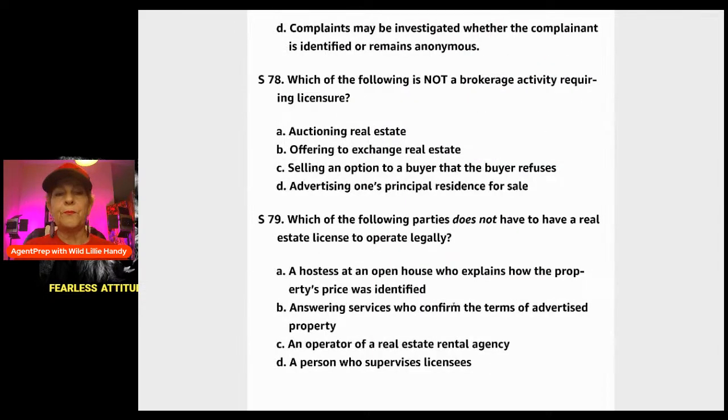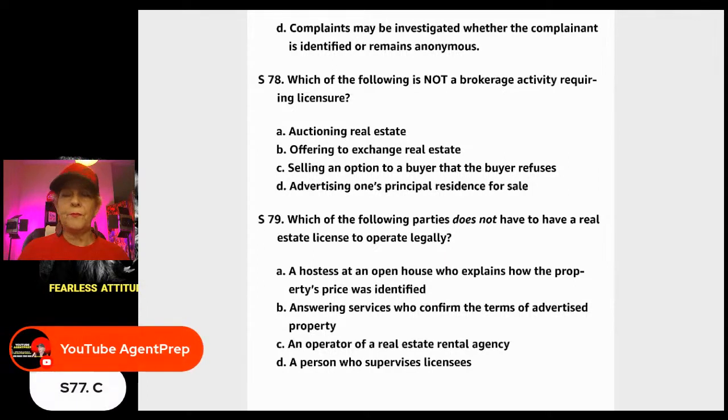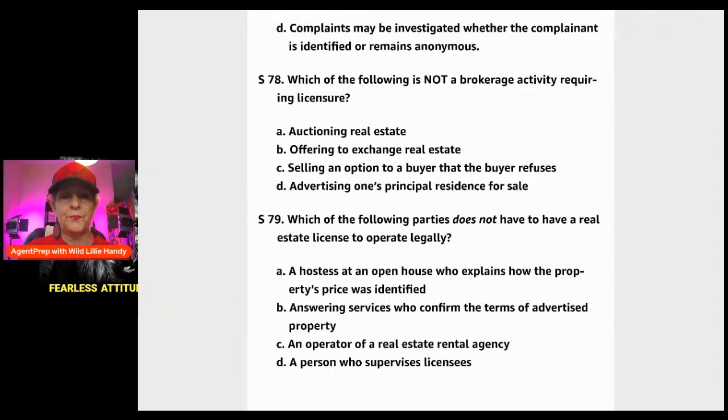Number 78. Which of the following is not a brokerage activity requiring licensure? A, auctioning real estate. B, offering to exchange real estate. C, selling an option to a buyer that the buyer refuses. Or D, advertising one's principal residence for sale. So which one is not an activity requiring licensure? Type your answer in the chat.